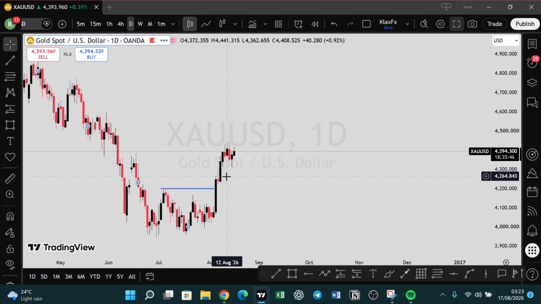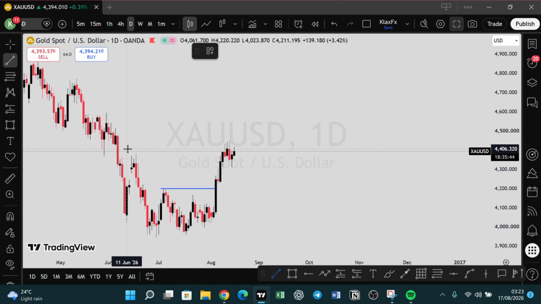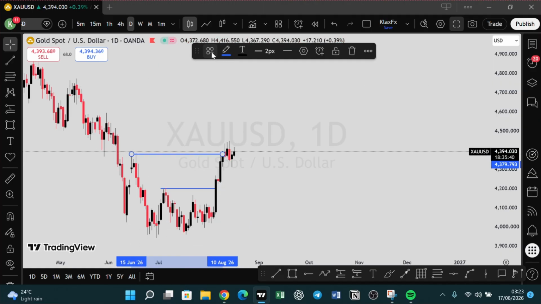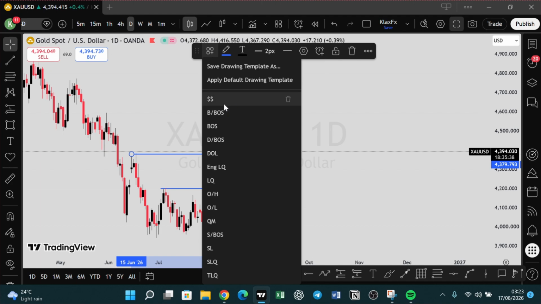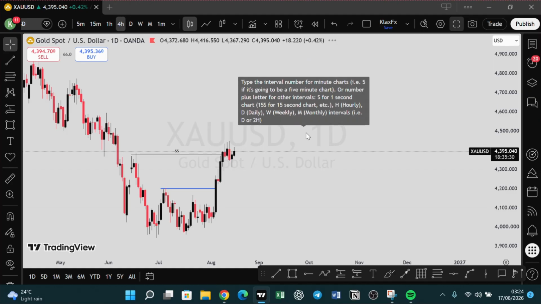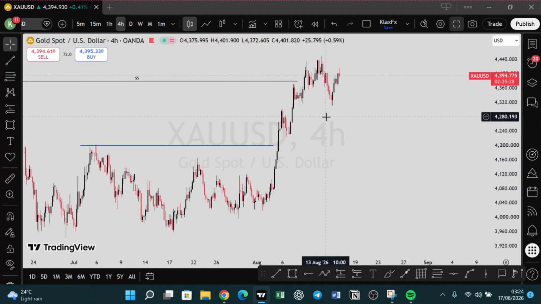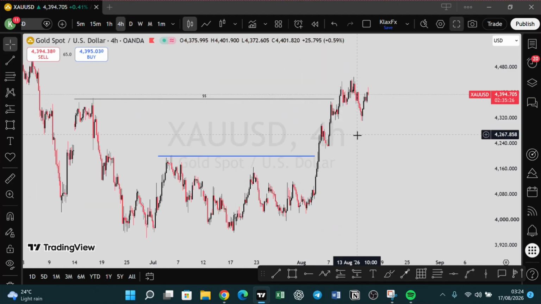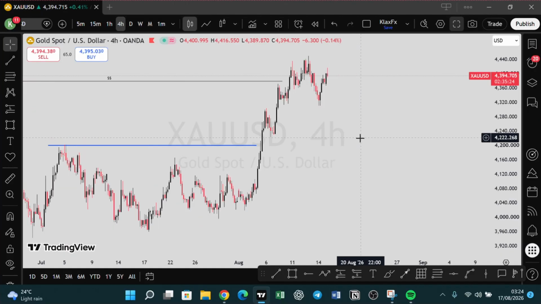So then another thing I can see is that we have swept this high. We're taking out old highs here, which is also a confluence. Now the next thing I'm going to do is to go to my 4-hour time frame. On my 4-hour time frame, what can I see here?